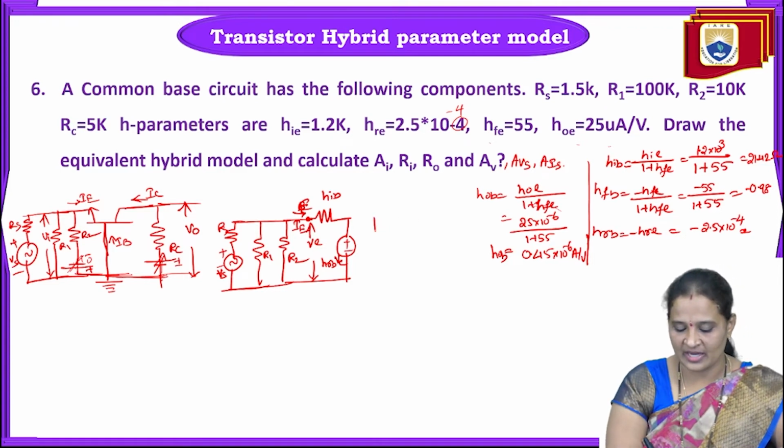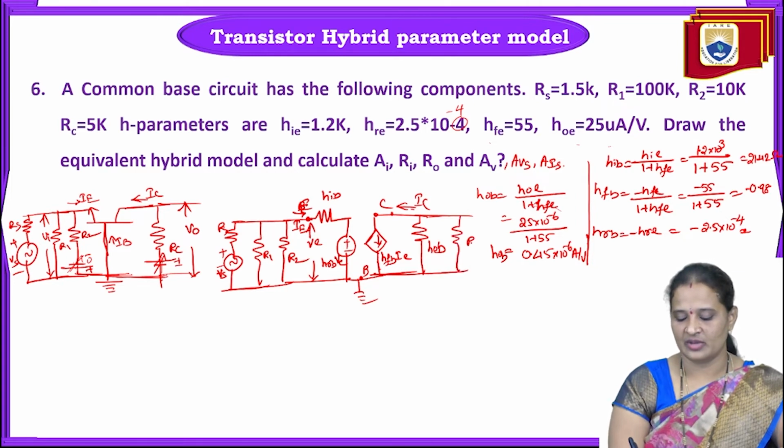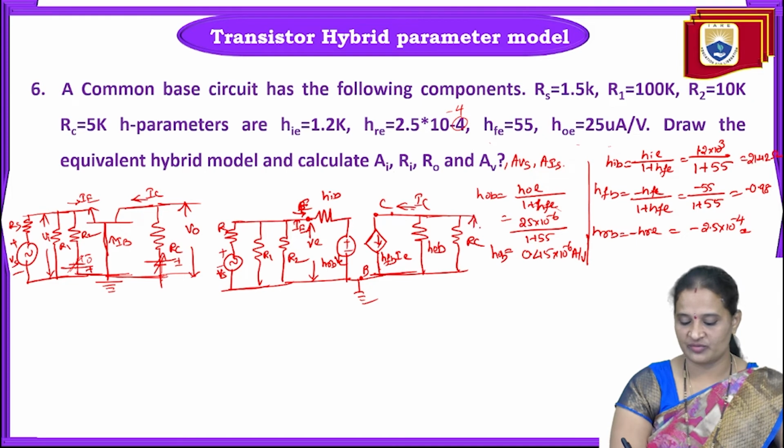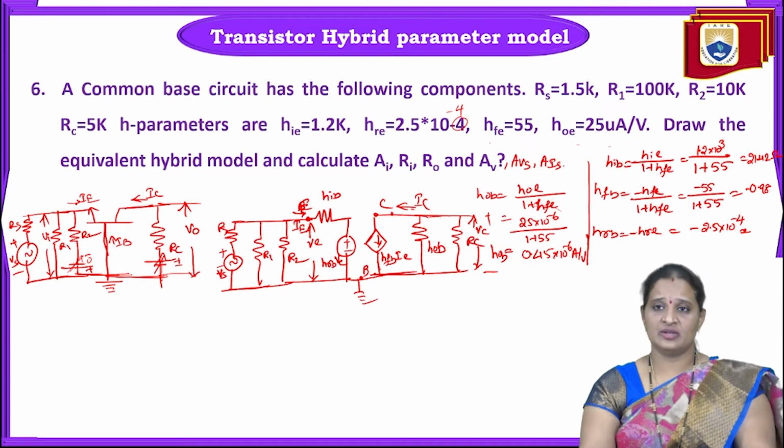Now coming to the output side, we have a dependent current source whose magnitude is hfb into IE, and here we have hob, and the current flowing through this one is IC, because this is the collector terminal and this is the base terminal, which is ground. To this we have RC, across which we are taking the output, which is nothing but VC.